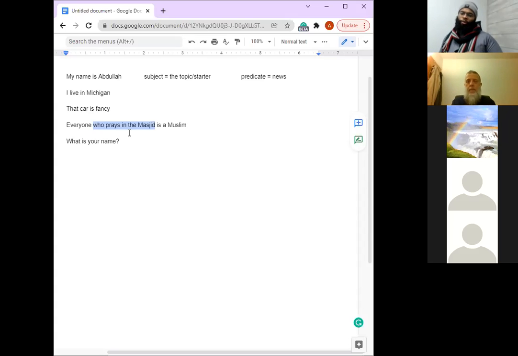Regardless of the meaning that I'm trying to portray, is this a full sentence or not? Yes. What makes it a sentence is the presence of everyone and Muslim. So it's a subject and a predicate. Take everything else out, that's it. Bare bone. Everything else is extra.